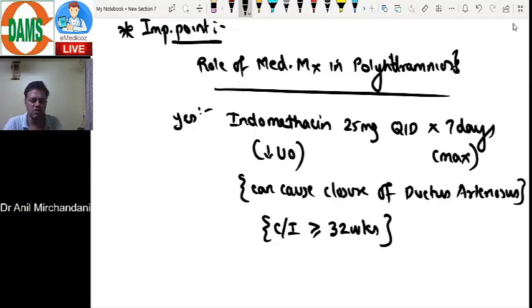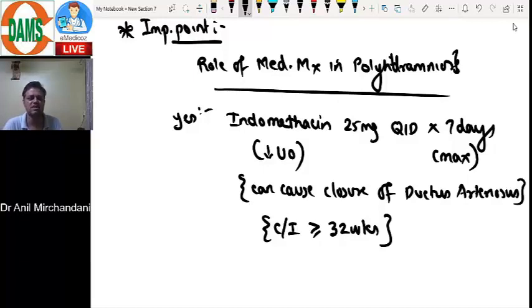the ductus arteriosus is not so much dependent on prostaglandins for patency. But after 32 weeks, the ductus arteriosus would definitely require prostaglandins, and if you give indomethacin, then there is a chance of closure of the ductus arteriosus. This is the concept behind indomethacin and ductus arteriosus closure. Prostaglandins are required for patency of the ductus arteriosus.